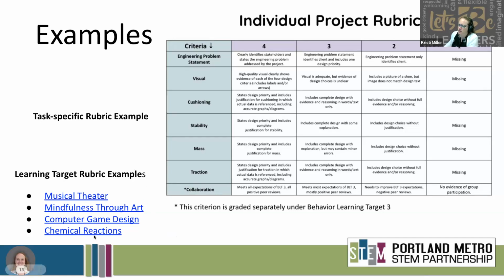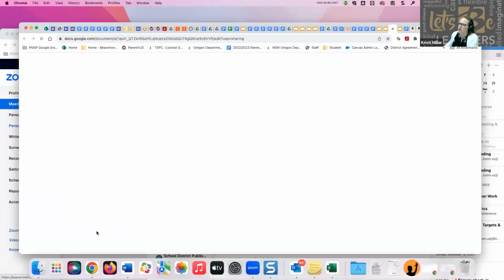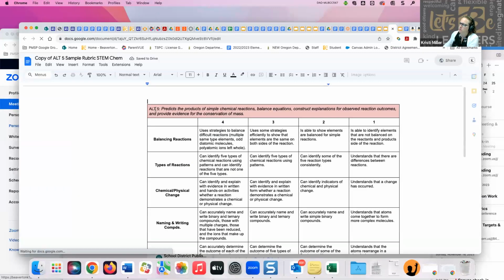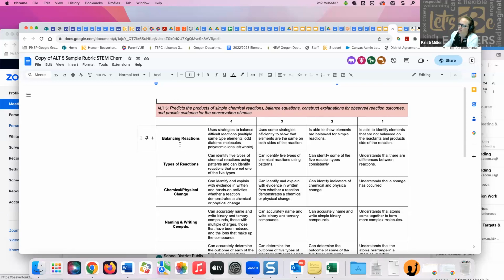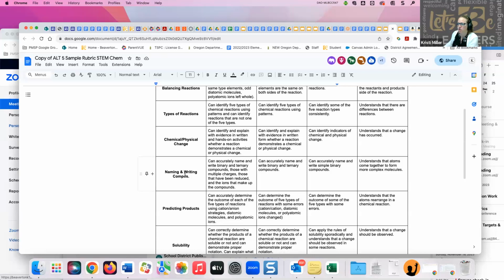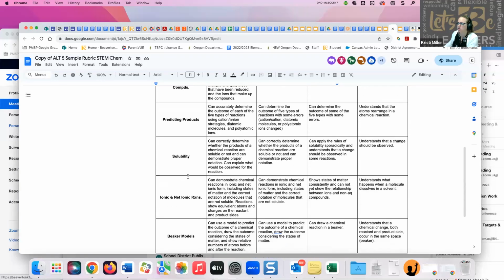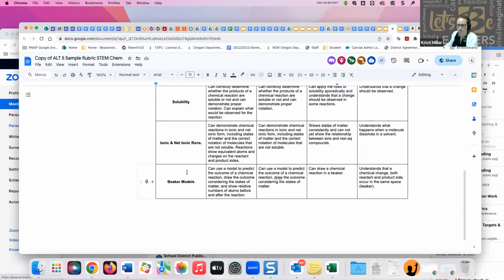Let me start with the chemical reactions one, because I referenced that one already. Here's the learning target at the top. Again, this is for my district. Learning target number 5 is chemical reactions. And here are the things I was referencing earlier: all of the pieces about chemical reactions that I'm going to be teaching and assessing are listed. Each is a line item. Balancing, types, physical or chemical change, naming and writing compounds, predicting products. There's like 8 things here, right?